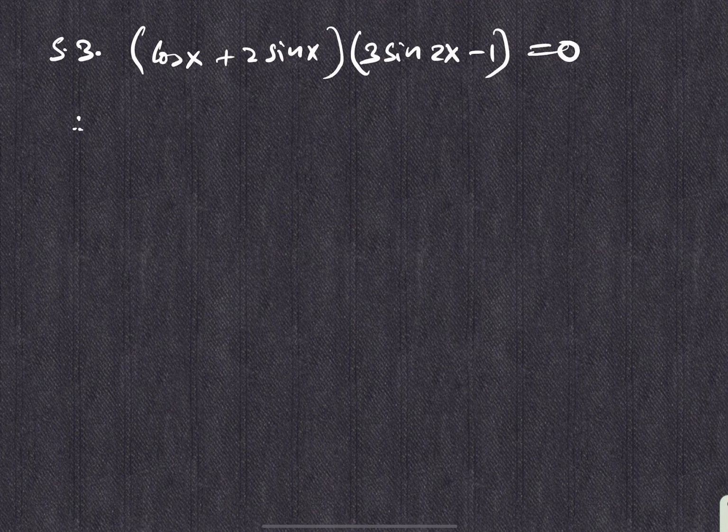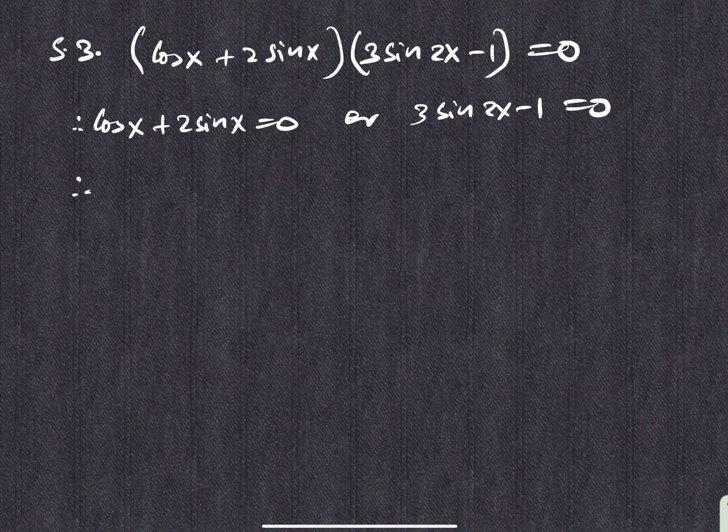We are going to say to ourselves, therefore, each factor must be 0. We are going to apply paper 1 mathematics, which is really very easy. Sine of 2x there, that is 3 sine 2x minus 1 must be 0.